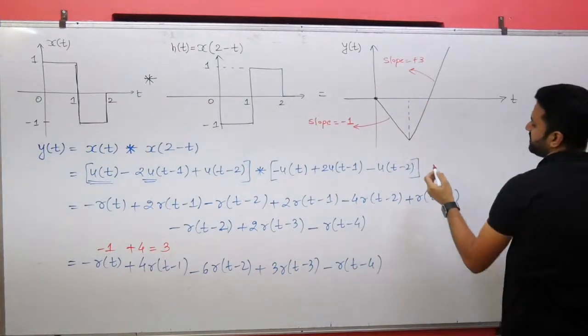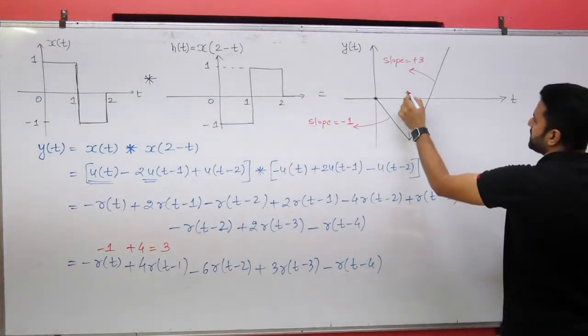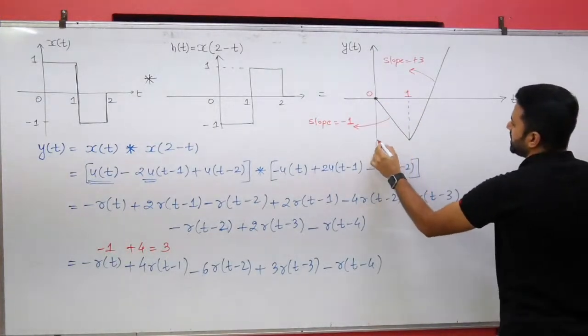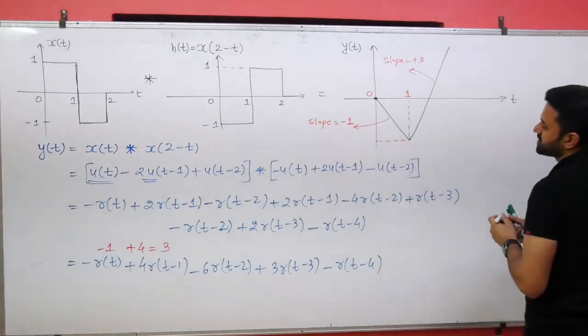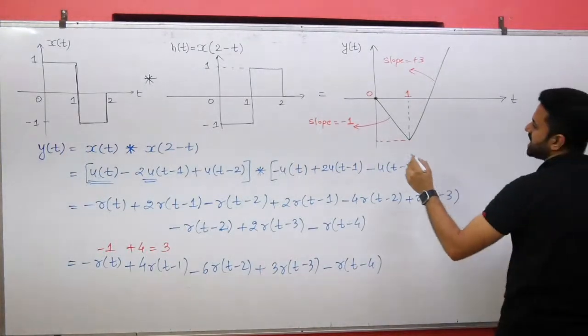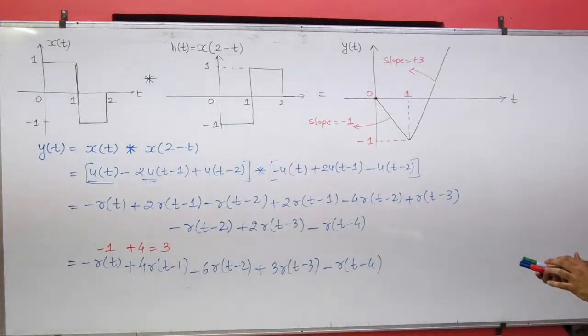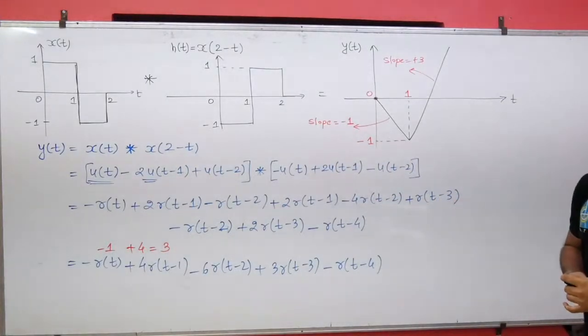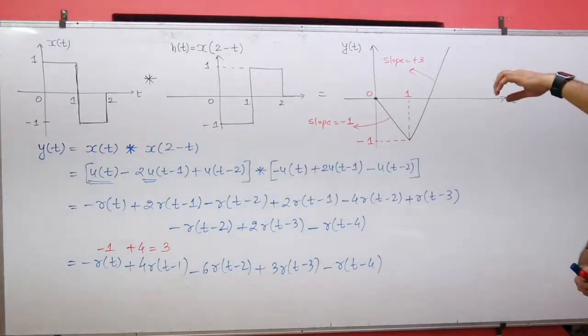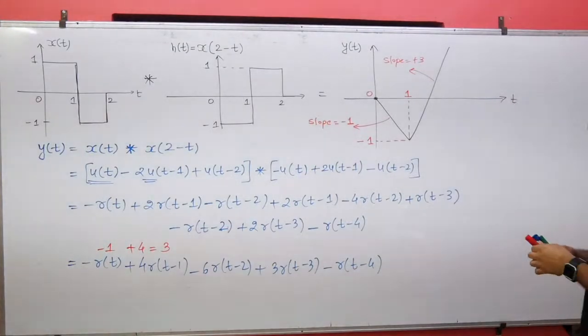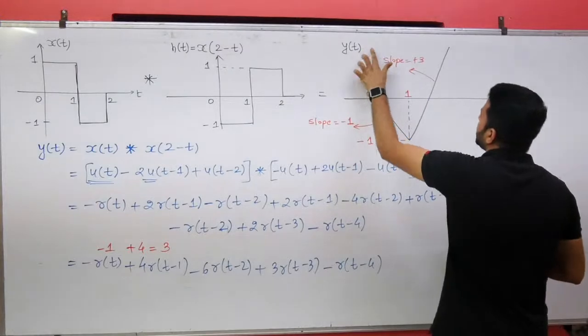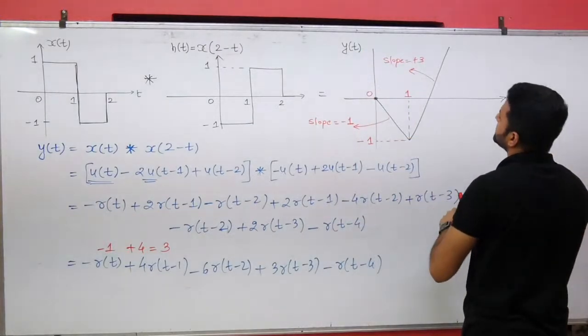And where are we applying? So we are applying at 1. It is 0. What should be this height? This height should be minus 1, right? To make the slope 1, this height should be minus 1. Now, what should be the height? What should be this height?